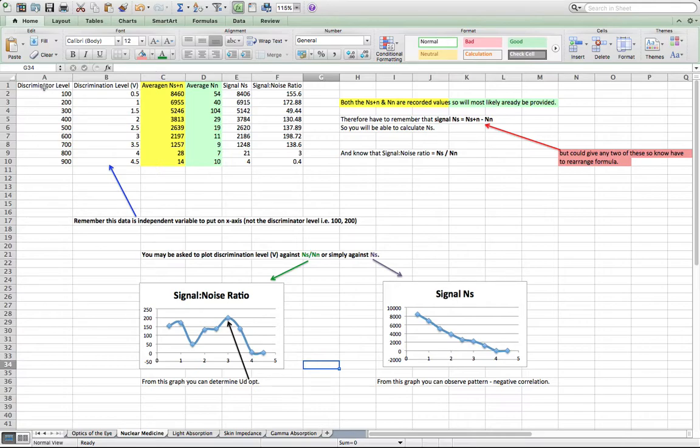So the machine gives you a discriminator level in terms of 100, as you can see here, from 100 up to 900, but you must remember that the actual discrimination level you'll be using to plot the graphs is the discrimination level in volts. So as you can see here, per 200 discriminator level on the machine, a discrimination level of 1 volt is seen. So you can calculate those quite easily.